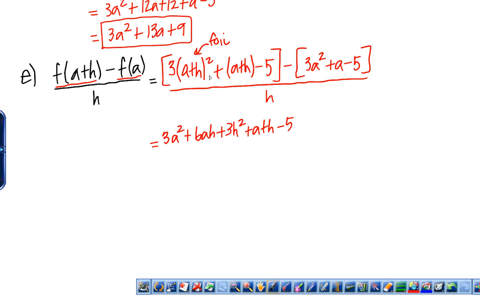This is the first part of my function. Now I'm going to distribute my negative in, so minus 3a squared minus a, and this is plus 5.